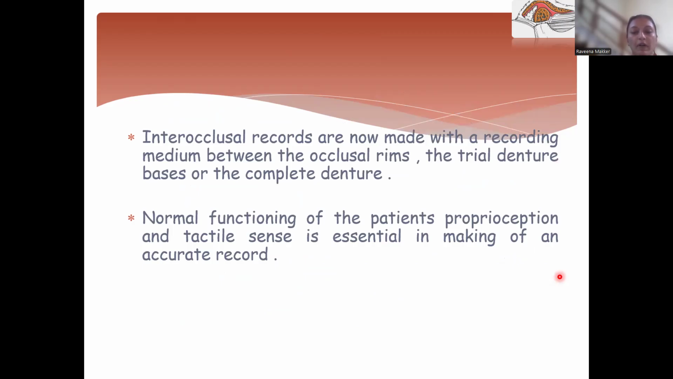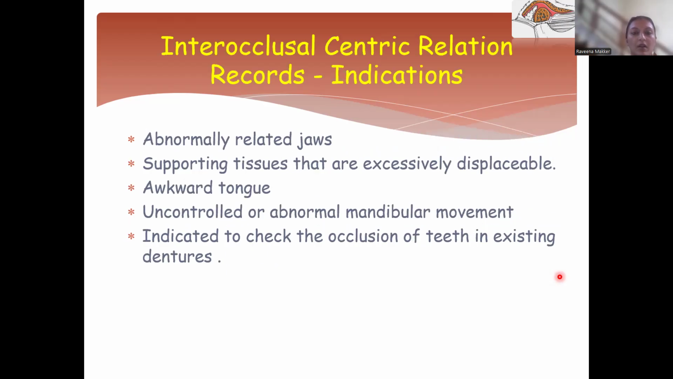Now, interocclusal records are made with a recording medium between the occlusal rims, the trial denture bases, or the complete denture. Normal functioning of the patient's proprioception and tactile sense is essential in making an accurate record. Now, what are the indications for the interocclusal centric relation record? One is abnormally related jaws, then supporting tissues that are excessively displaceable, an awkward tongue, uncontrolled or abnormal mandibular movements, and it is indicated to check the occlusion of teeth in existing dentures.